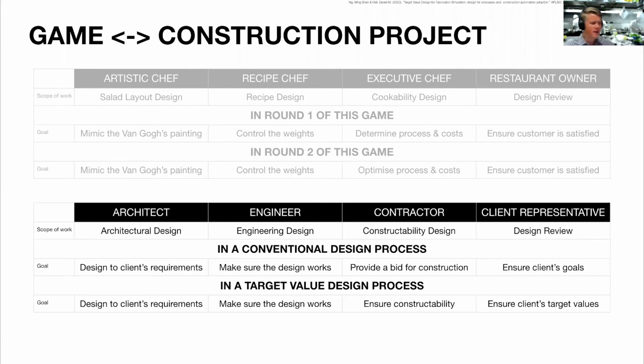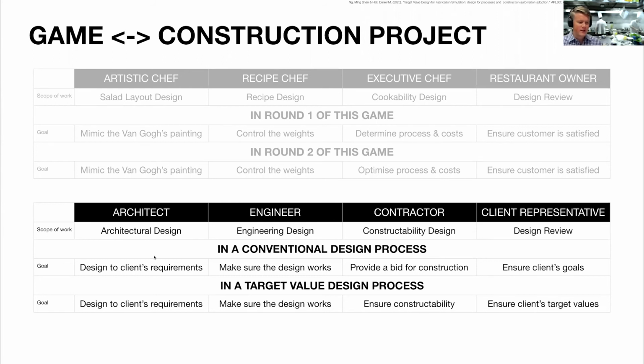We made some ways of thinking about the connections between the game and the construction project. You've probably figured these out by now, but the artistic chef is kind of like the architect. And their original goal in a conventional design process is to design to the client's requirements.